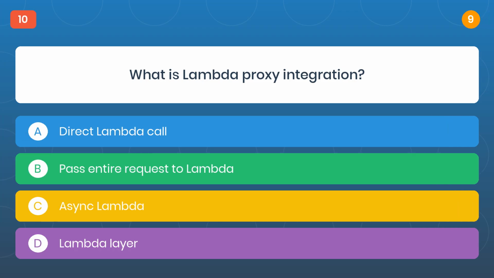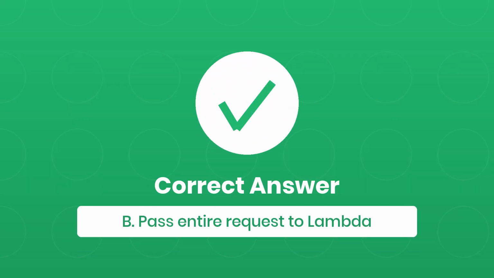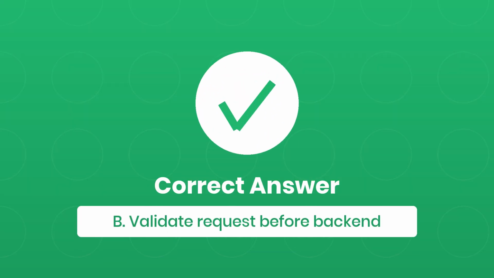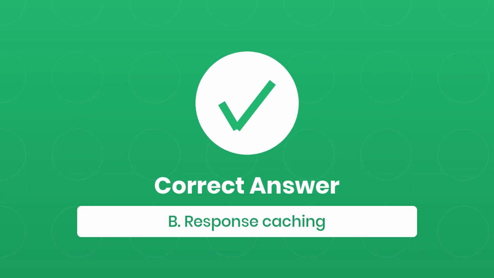Question 10. What is Lambda proxy integration? The correct answer is B, pass entire request to Lambda. Question 11. What is request validation? The correct answer is B, validate request before backend. Question 12. What is API Gateway caching? The correct answer is B, response caching.